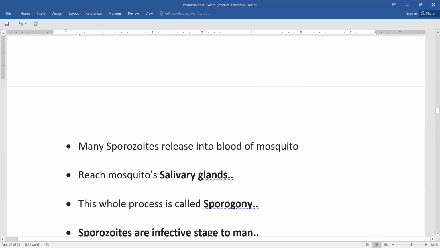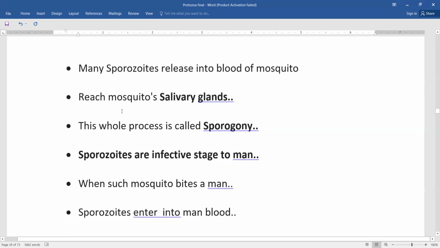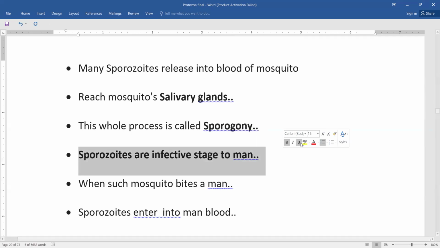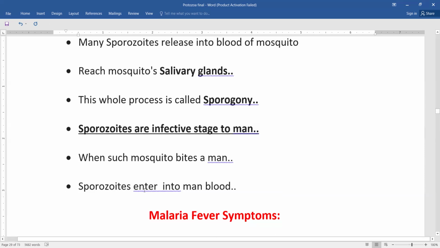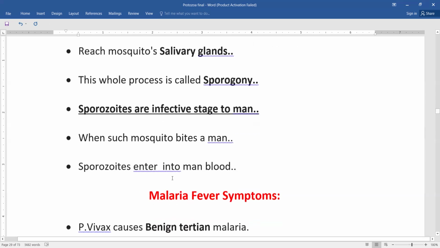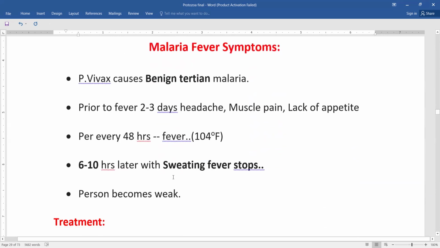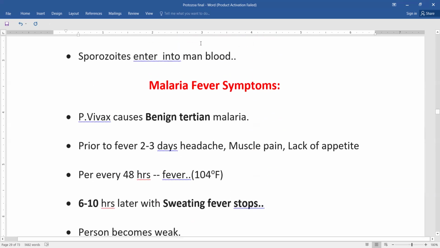Many sporozoites are released into the blood of the mosquito, and they reach the mosquito salivary glands. This whole process is called sporogony. You should remember it, as it was asked many times in exams. What is the infective stage of Plasmodium to man? Sporozoites are the infective stage to human beings. When such a mosquito bites a man, sporozoites enter the blood and continue asexual reproduction. Now, what are the symptoms of malaria?